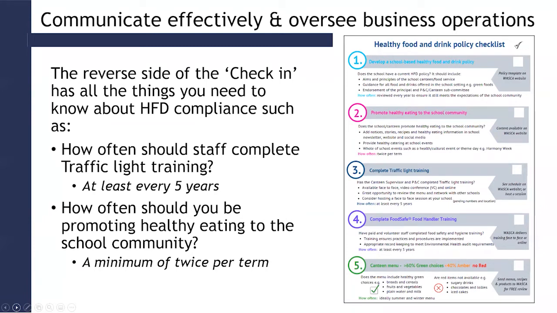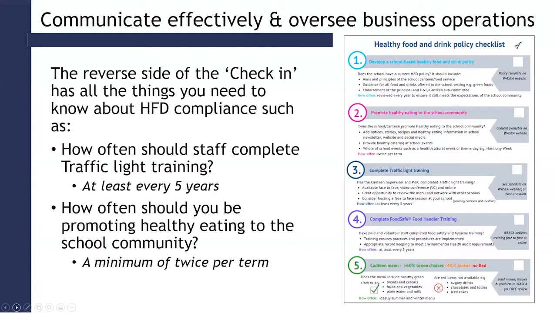What this basically does is that it helps you to understand the 5 areas of compliance. But what we did with this new version is we added in an extra line that tells you how often you should be doing things. So if we have a quick look through, number 1, develop a school-based healthy food and drink policy. I'm hoping that you've all got a policy. You should review your policy every year to ensure that it meets the expectations of the school community. So how could you do that? Doing a survey with the school community is a really good idea.